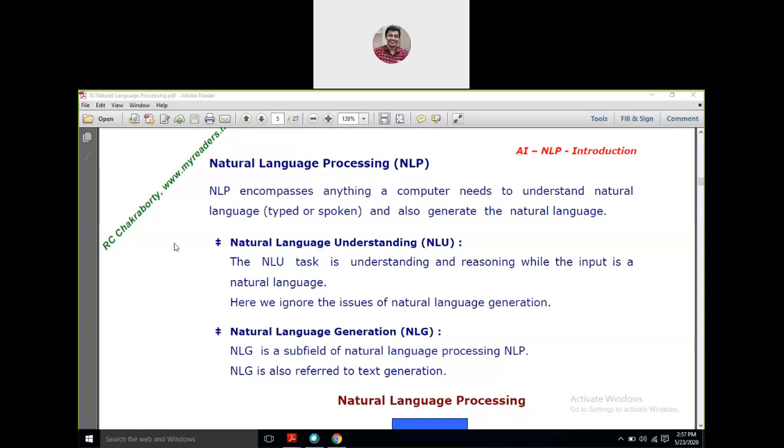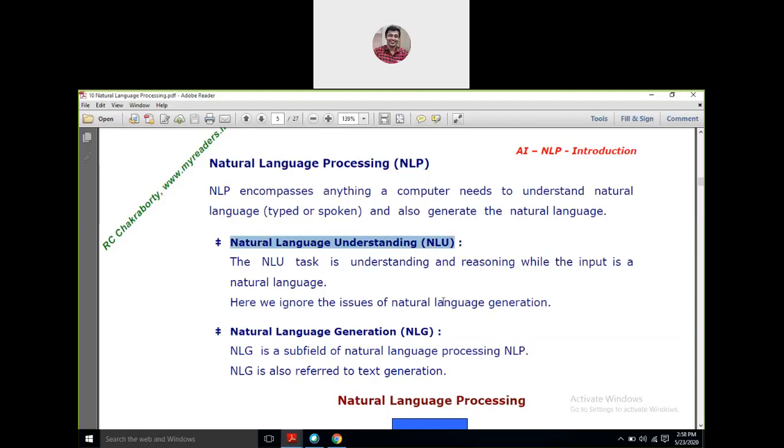Now, if I talk about natural language processing, then it can basically be clubbed under two heads. The first one is natural language understanding, NLU, right? And the second one is natural language generation, or NLG. So NLP comprises NLU as well as NLG, right? Let us gradually talk about NLU, natural language understanding.